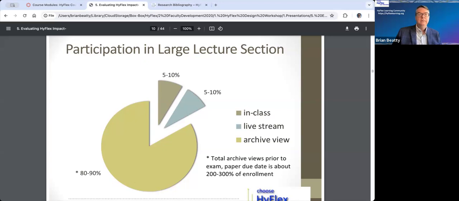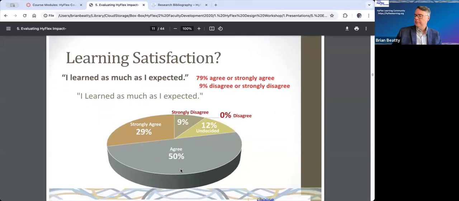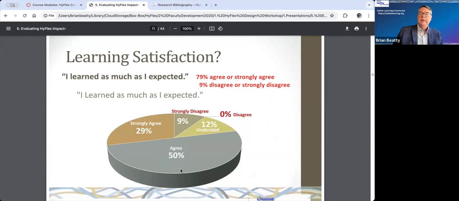They're active, engaging. So one other thing we looked at was we did some surveys with students. Are students satisfied? Well, I did a couple of surveys, and there are links in the modules, or module 5, essentially. I found that about 79% either agreed or strongly agreed with the statement, hey, I learned as much as I expected. And that was really, really important to me.